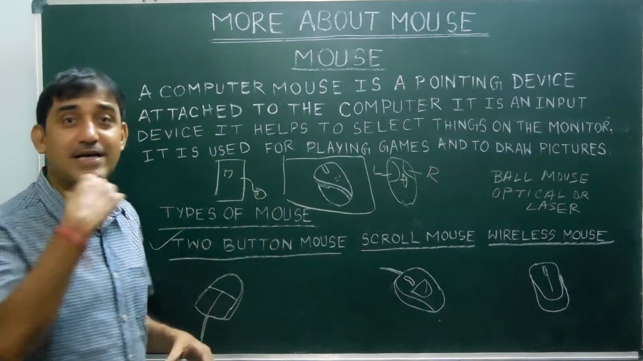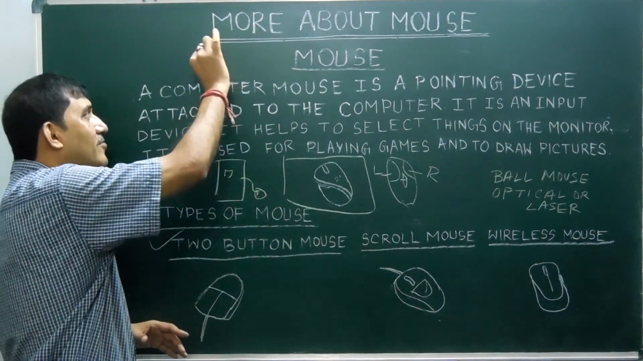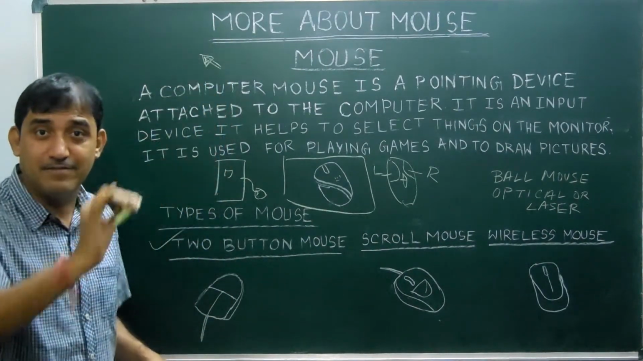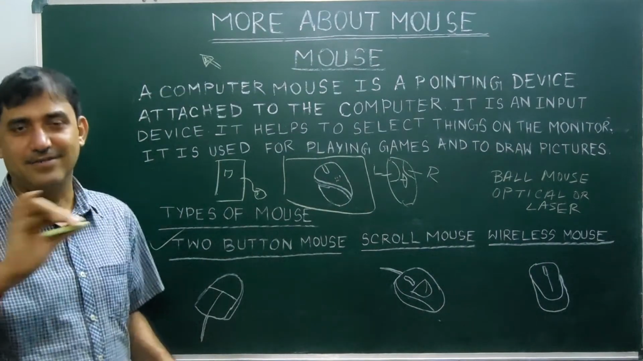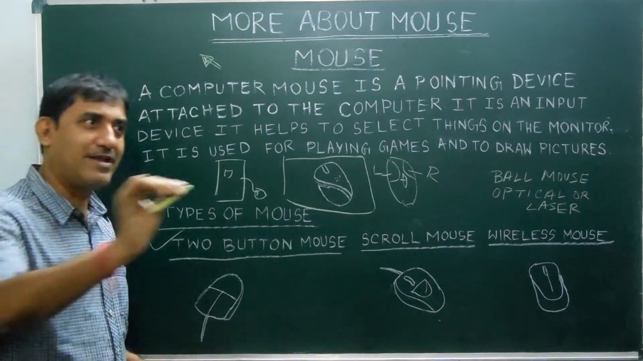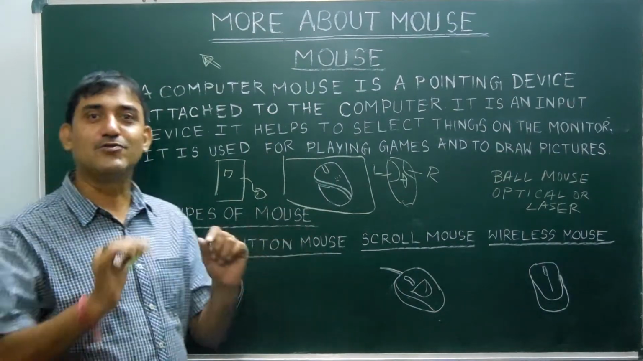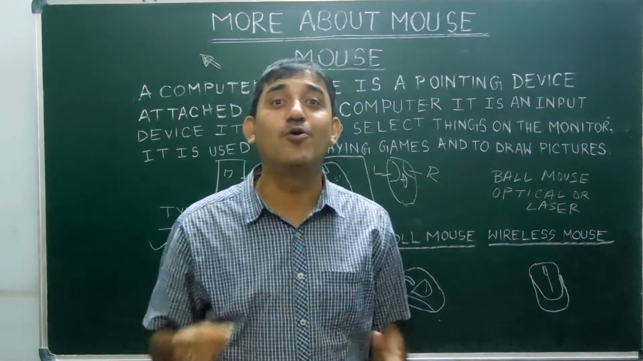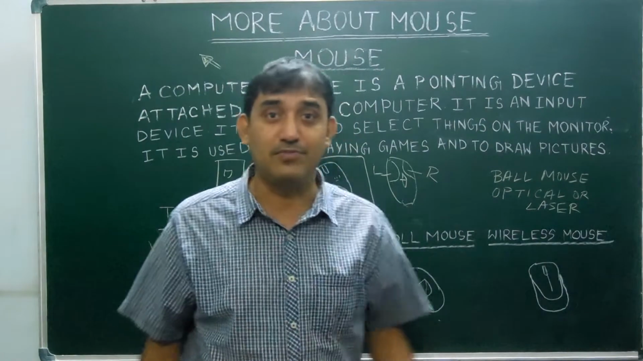By default the mouse pointer looks like an arrow, an arrowhead. This is the mouse pointer. You move the mouse, and the pointer moves. You move to the right, the mouse pointer moves to the right. You move to the left, the mouse pointer moves to the left. If you click on it, you select something. If you double click on it, you open something. So this is how we can give input instructions to the computer.